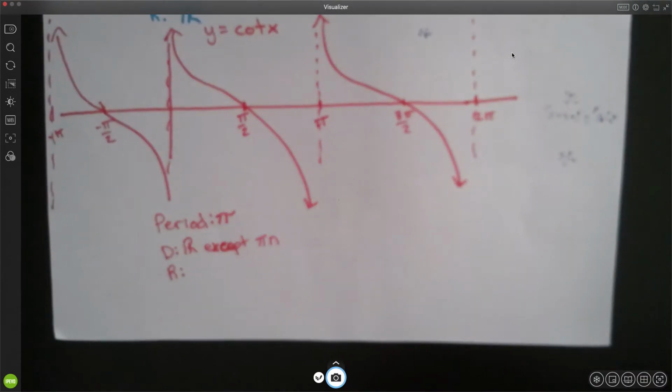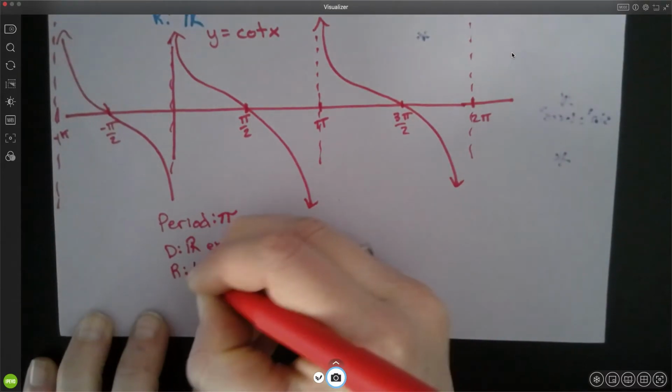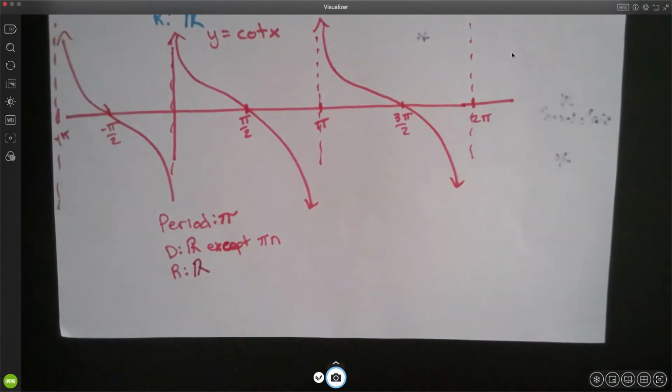All right, what about range? It's all reals. Range is all reals.